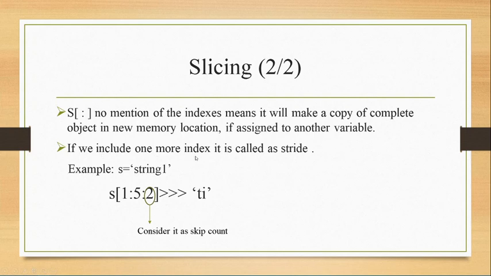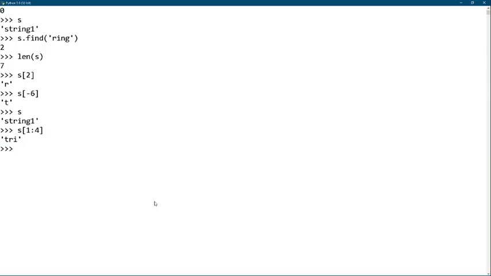If we include one more index, it is called stride. You can consider it as a skip count. Let's see with the help of an example. s[1:5:2]. It is giving me the indexes till 4 only, that too with the skip counting of 2.